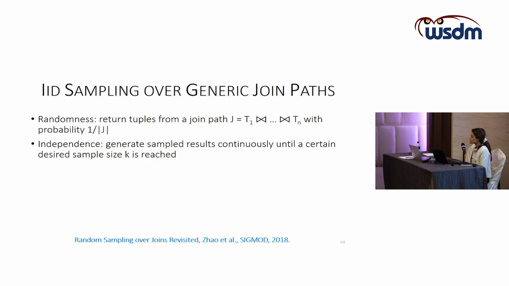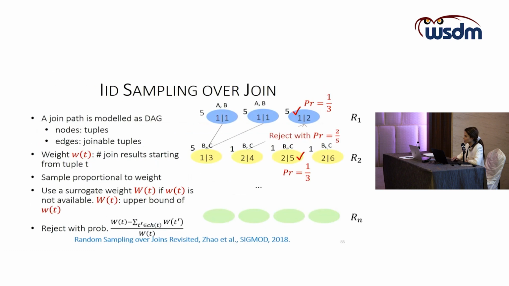So there is a more recent work that provides a solution for generic join paths, all sorts of join paths, cyclic, acyclic, and chain join paths, and it has a way of basically guaranteeing independence and uniformity. So I'm going to go over this technique quickly.